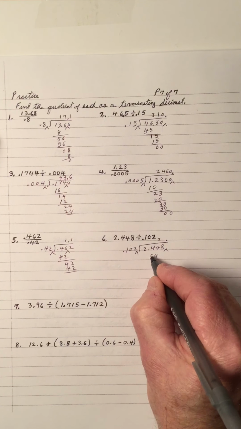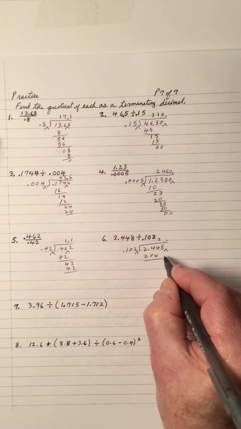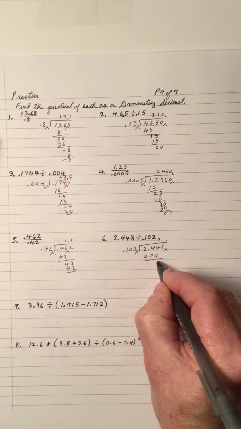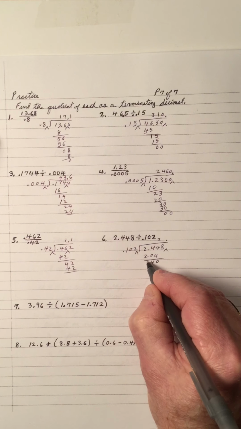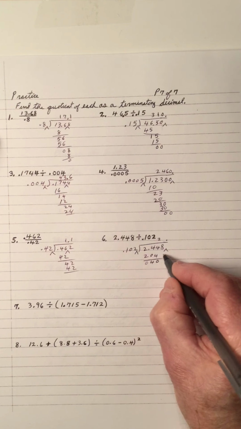2 times 0 is 0. 2 times 1 is 2. Subtract. And I get a 4. Subtract 4 is 0. 4 subtract 0 is 4. And I get a 0. The 0 I could put here, but it's not necessary.